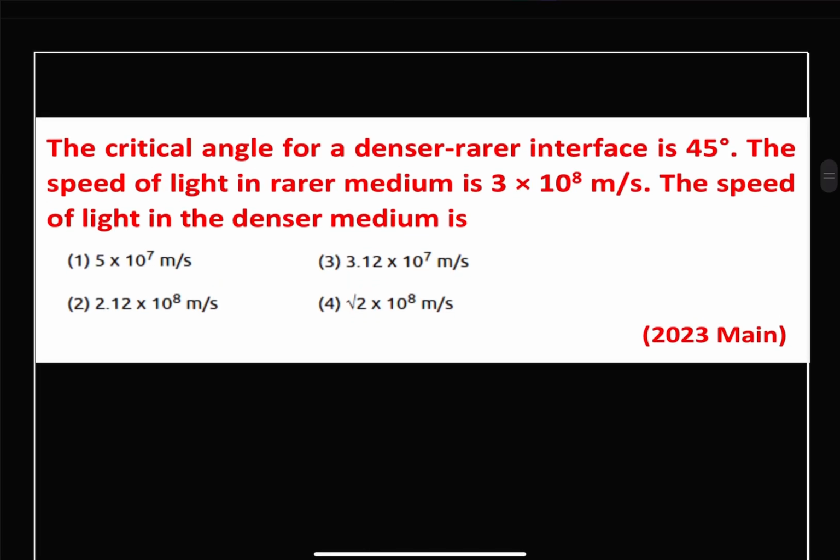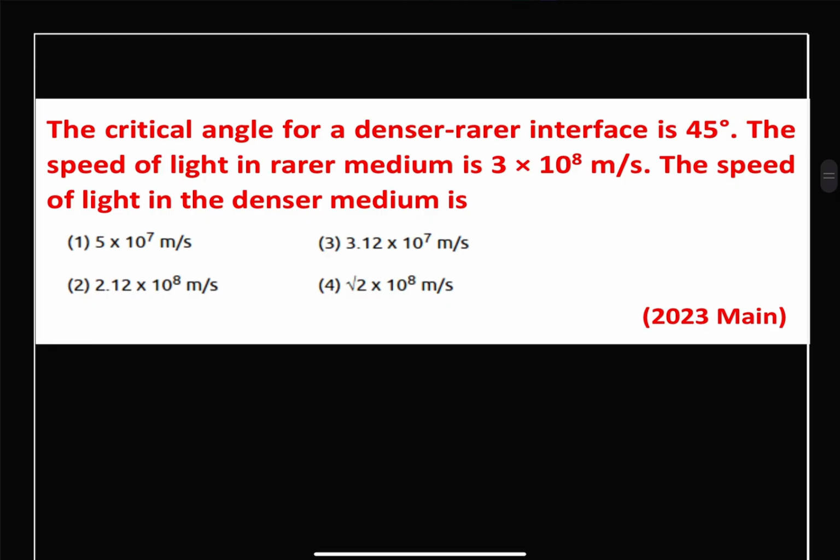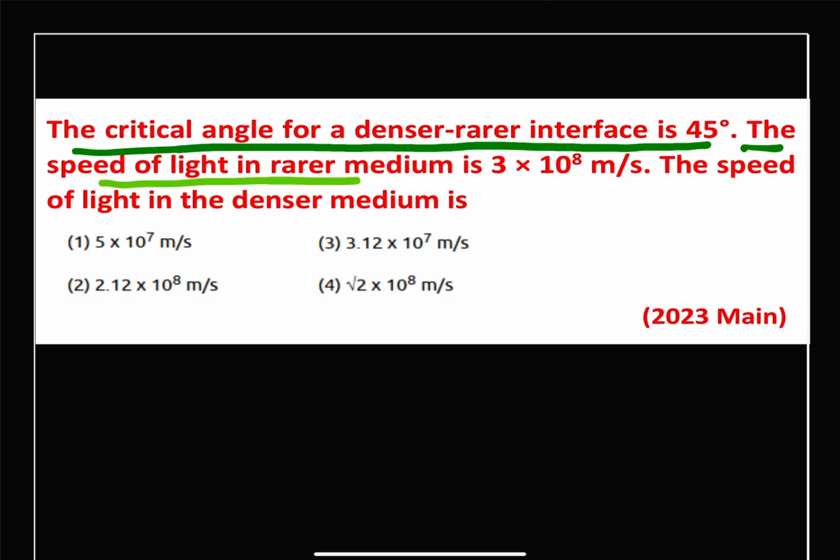It states that the critical angle of a denser-rarer interface is 45 degrees. The speed of light in the rarer medium is 3 × 10^8 meters per second. The speed of light in the denser medium is? So we are given the critical angle of a denser-rarer medium. It means for the critical angle, the angle of refraction is equal to 90 degrees.